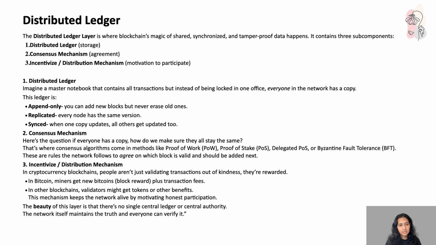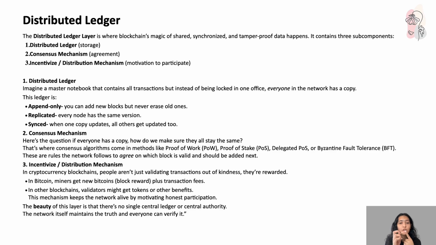Then coming next, the distributed ledger. We now have secured a blockchain with identity access management controls based on the role. Now we need to talk about where the data actually lives, and if the data is living somewhere, how is everyone agreeing around it? So, welcome to the distributed ledger layer. This is actually the heart of your blockchain. Let's break it down into three parts: distributed ledger, consensus mechanisms, and incentive or distribution mechanisms.